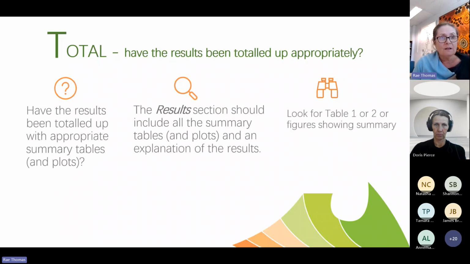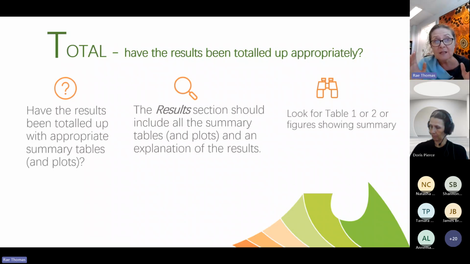So the T in the FAITH acronym stands for total. Have the results been totaled up appropriately? What I want to know there is, have they done summary tables? Table 1 of a systematic review should be your included studies. Have they told me about what they are? In the results section, have they summarized the results potentially in a table? Or in this particular study that we're going to talk about today, because it's also about forest plots, they've summarized it in a forest plot.